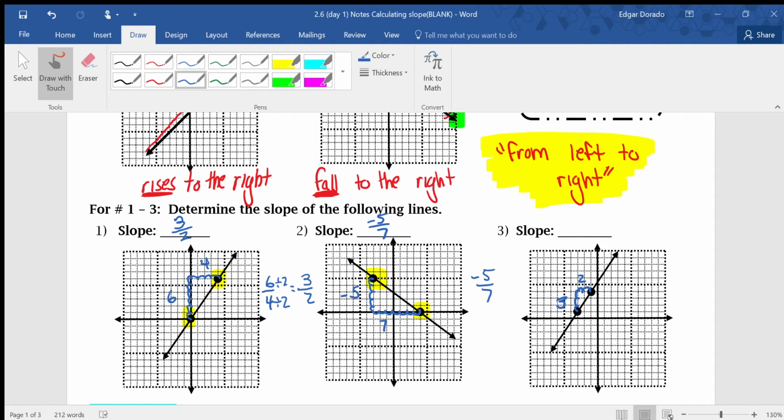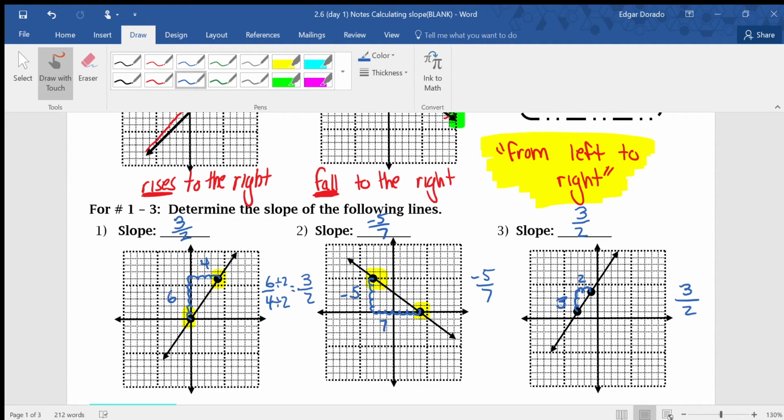Okay, good. So this one had a slope of 3/2, just like our first graph. Now I want to point out a few things here before I have you try some on your own. Notice that the only one that, as it's coming from left to right, is actually going down, it's falling, is number 2. As you start from the left and go down to the right, you're going down, hence why we have a negative slope.